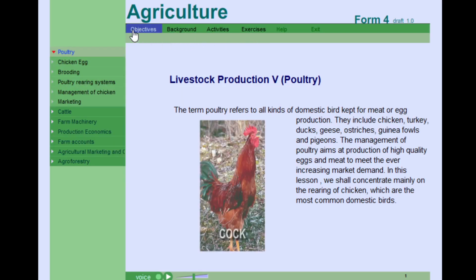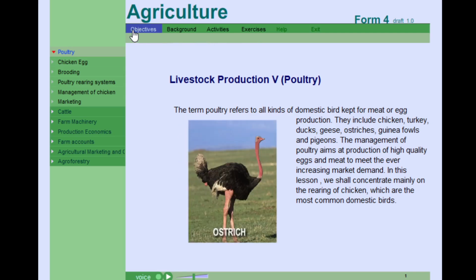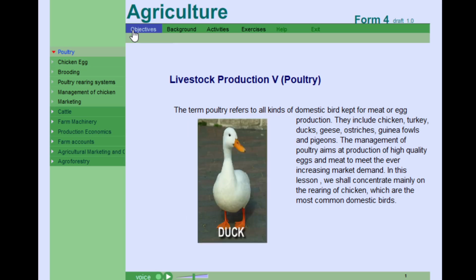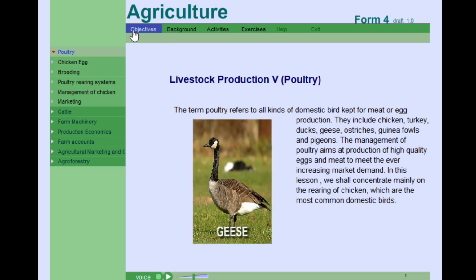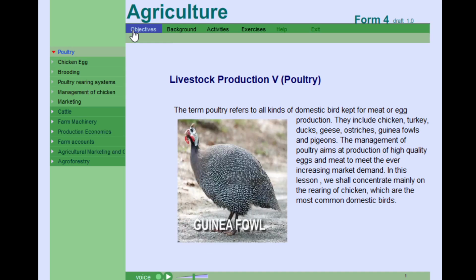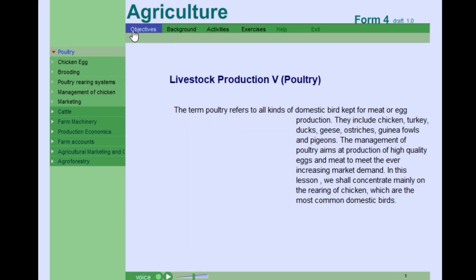Livestock Production 5. Poultry. The term poultry refers to all kinds of domestic bird kept for meat or egg production. They include chicken, turkey, ducks, geese, ostriches, guinea fowls, and pigeons. The management of poultry aims at production of high-quality eggs and meat to meet the ever-increasing market demand. In this lesson, we shall concentrate mainly on the rearing of chicken, which are the most common domestic birds.